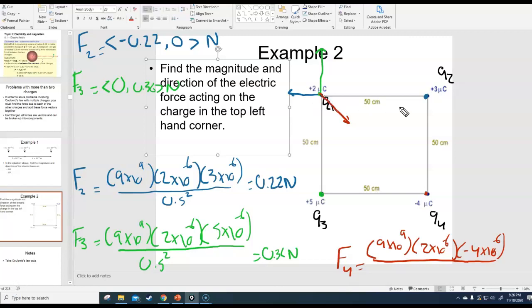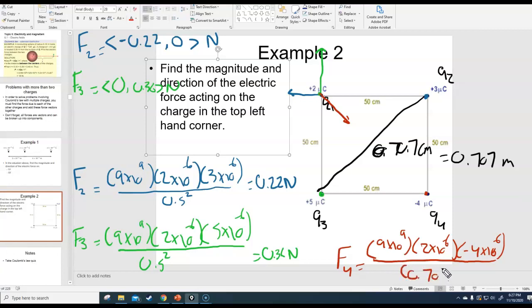Basically the distance along either diagonal is about 70.7 centimeters, which is 0.707 meters. All right, so that is going to be my R value down here, 0.707 squared. And so I'm going to finish writing it up here because I'm running out of space.